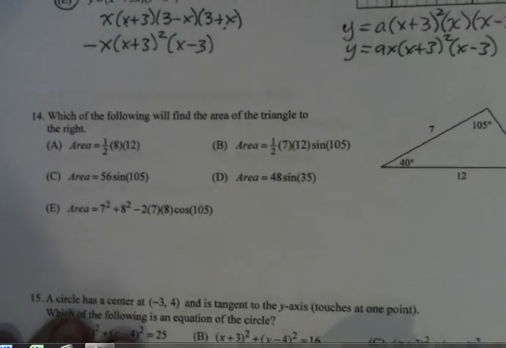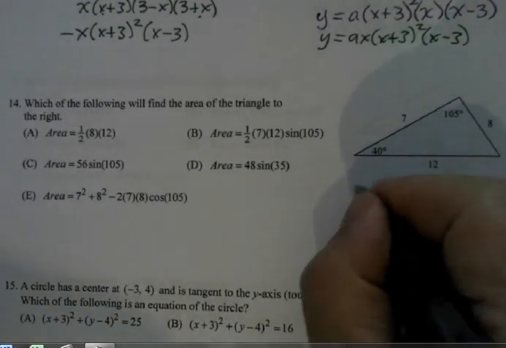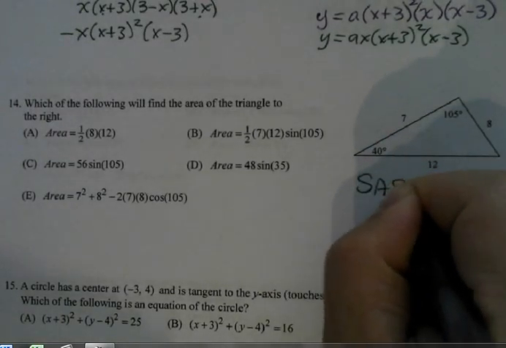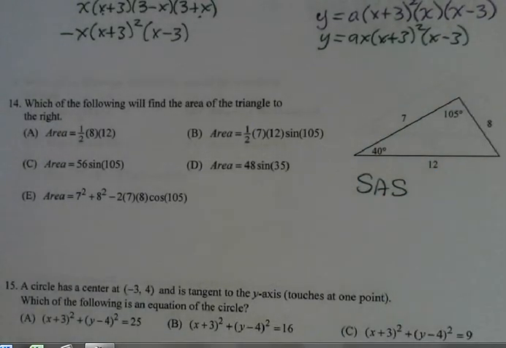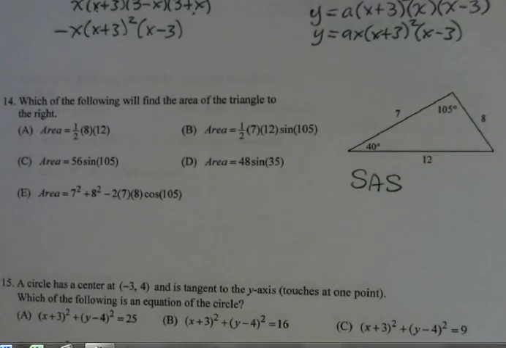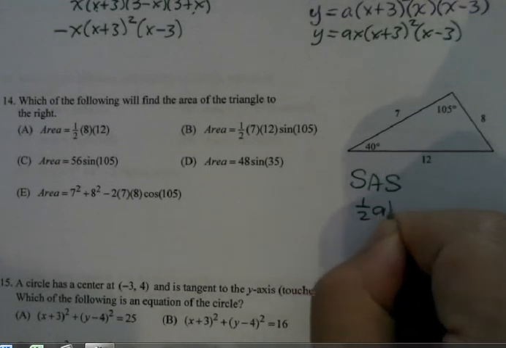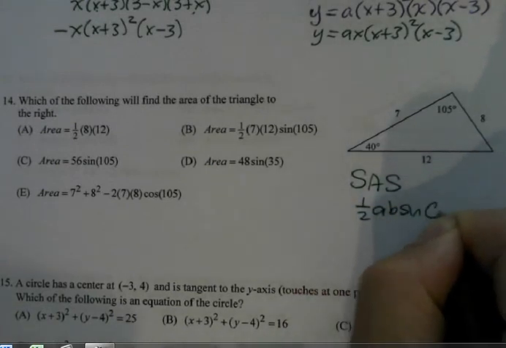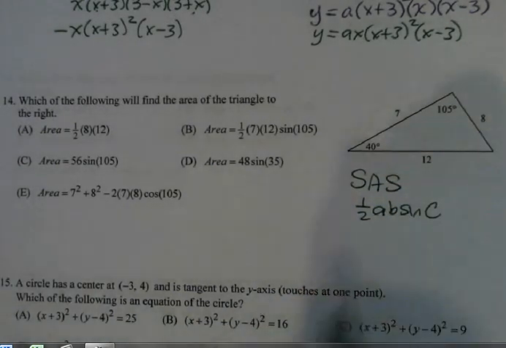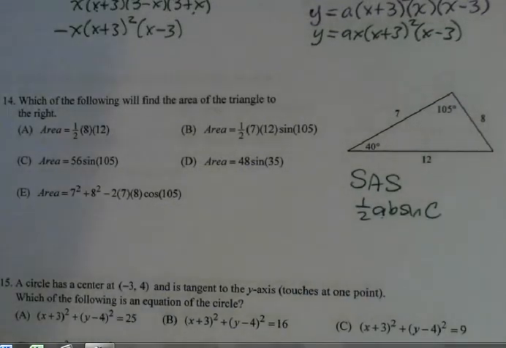Okay, on 14, we want to find the area of the triangle. So remember, what you need to get for area is side, angle, side. You can only use 1/2 base times height if you have a right triangle. The formula is 1/2 ab sine of C. a and b are the two sides, C would be the angle between them. So I'm looking for side, angle, side.